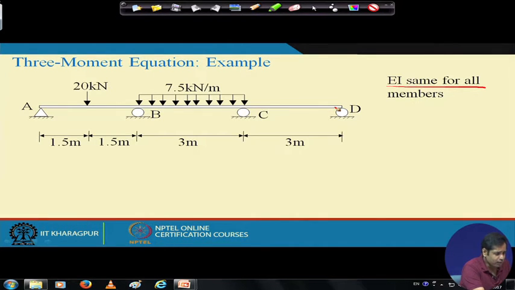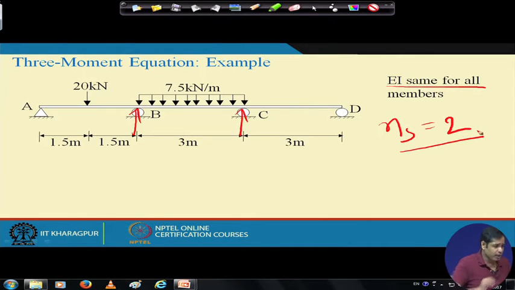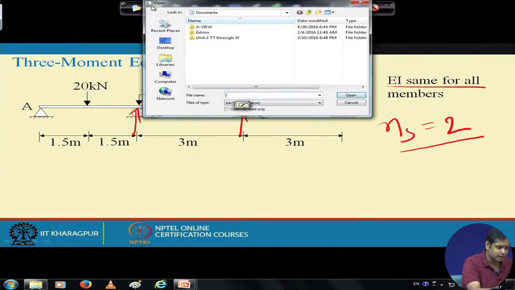We can see that Ns is equal to 2, the reactions at B and C, because if we remove supports B and C, it becomes a simply supported beam, which is a statically determinate structure. Now, the supports at B and C make this structure statically indeterminate. So, Ns, the static indeterminacy, is equal to 2. Now, let us start this example.